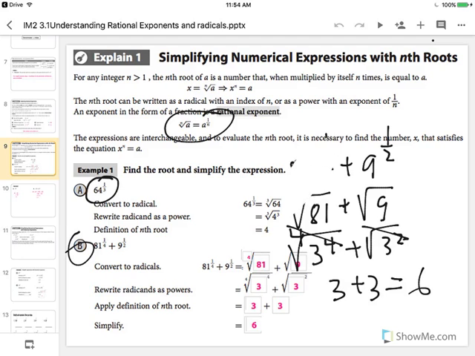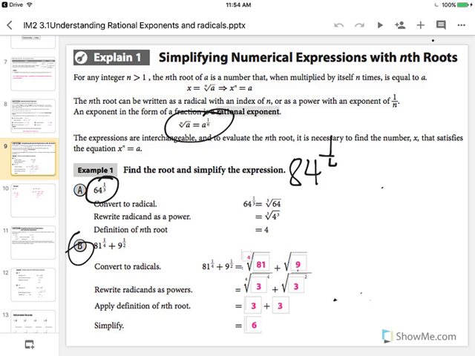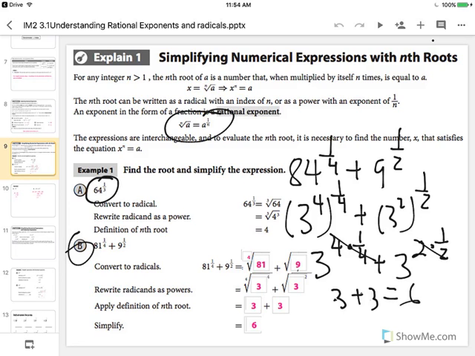Or we can do it using exponents. So we have 81 to the 1/4 plus 9 to the 1/2. 81 is 3 to the 4th power raised to the 1/4, plus 9 is 3 squared raised to the 1/2. So this is 3 to the power of 4 times 1/4 plus 3 to the power of 2 times 1/2, which reduces to 1. So we have 3 plus 3, and the answer is 6.